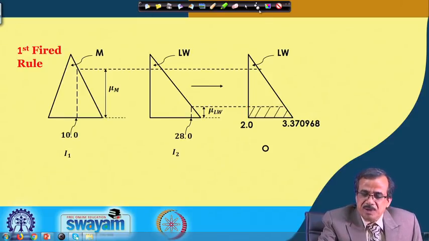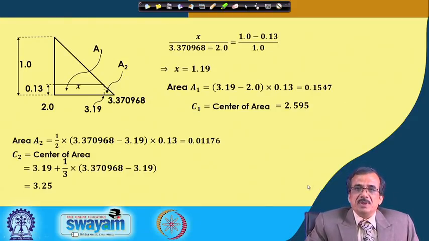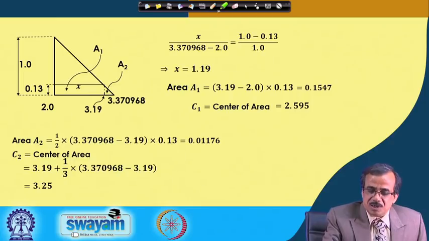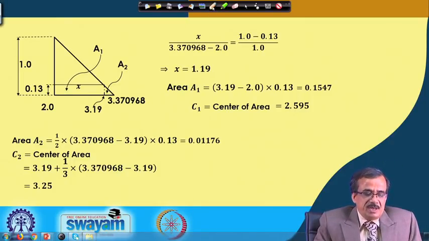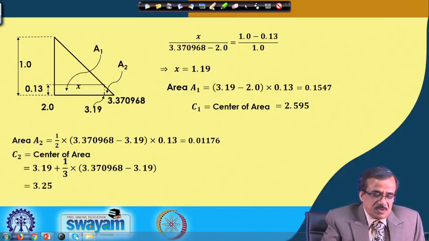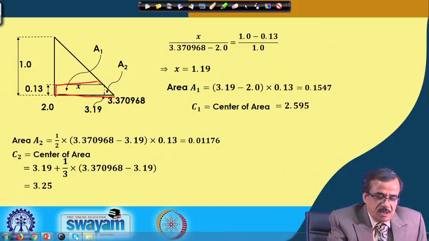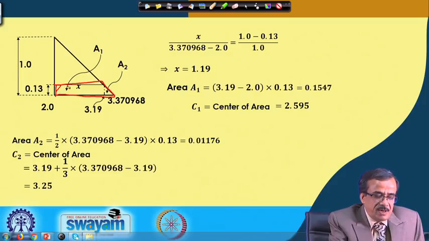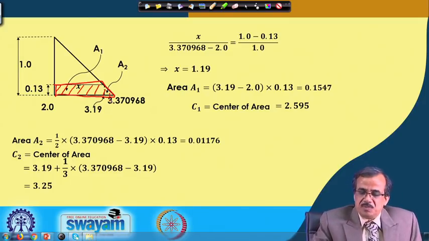Now, following the similar procedure, I can also find out the output for the second fired rule. But before that, let me concentrate a little bit more on how to determine the area and center of area corresponding to the fuzzy-fied output which you have got for the first fired rule. Now, I will have to find out the area and center of area of this particular shaded portion.